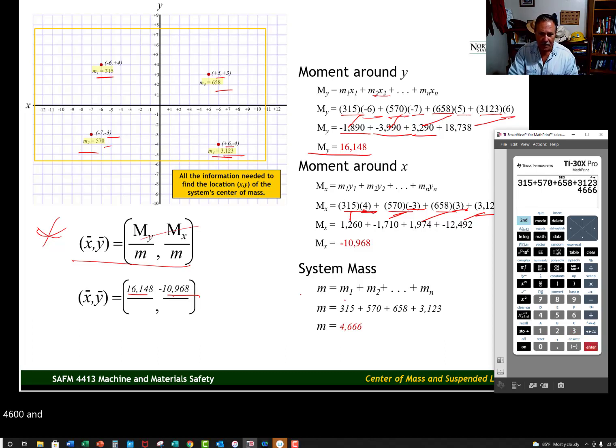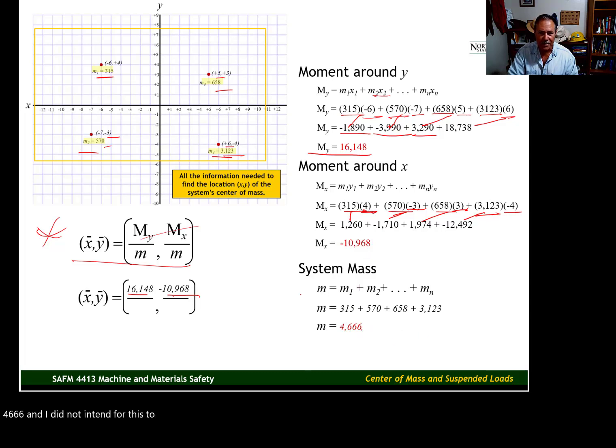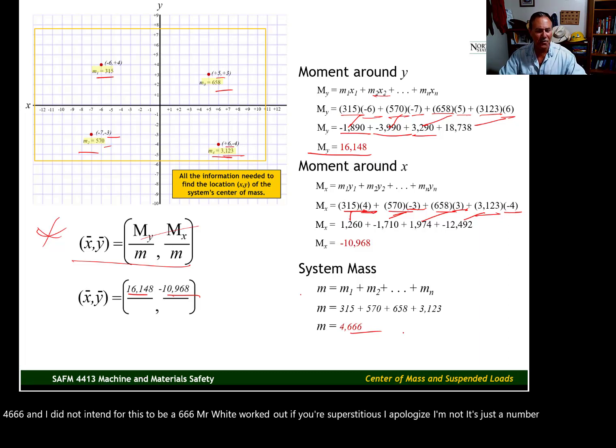4,666, and I did not intend for this to be 666, just the way it worked out. If you're superstitious, I apologize. I'm not. It's just a number, coming from my worldview at least.